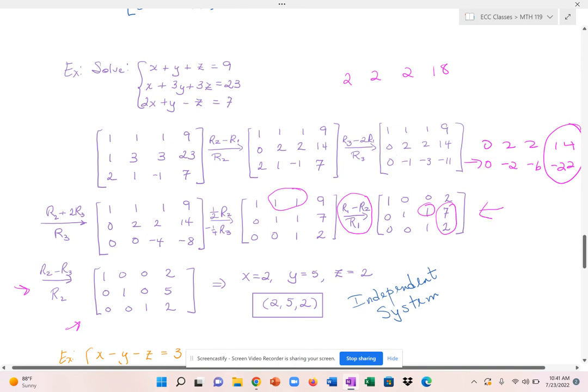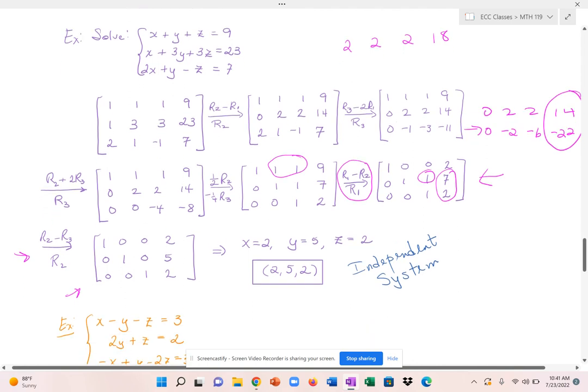Okay, so now this last one here, this is the Gauss-Jordan form or method. And so I get that x is equal to 2, y is equal to 5, z is equal to 2. And so there is my solution for this independent system, 2, 5, 2.